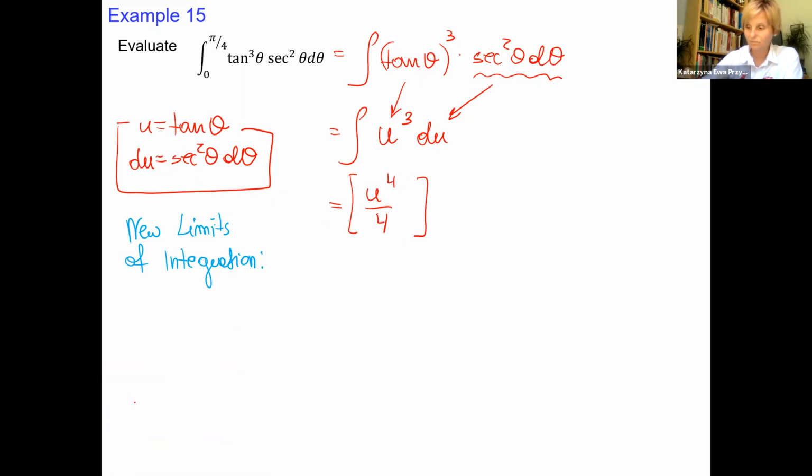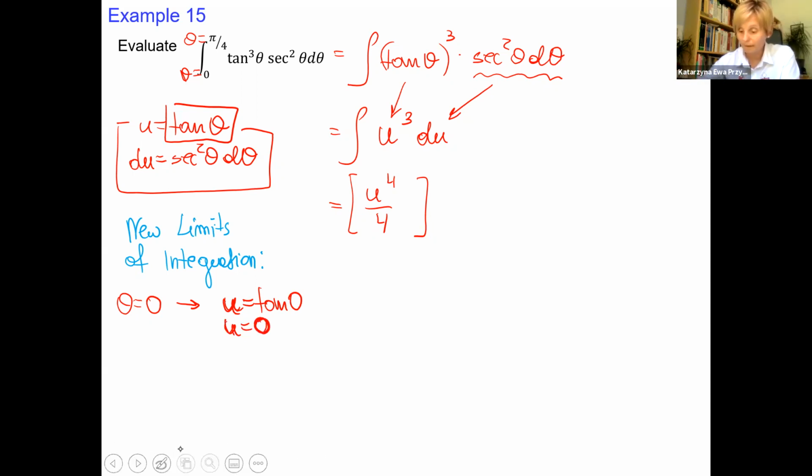x was actually theta. Theta is 0, theta is pi over 4. When theta is 0, we have to compute the corresponding u value. u was defined as tangent theta. Tan 0 is also 0. It looks the same, but it's a new value. I can use maybe the blue color. That's 0, 0, the new value.